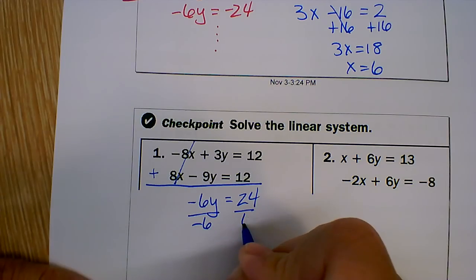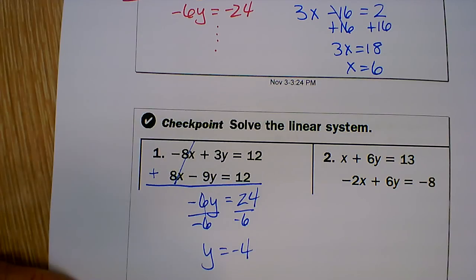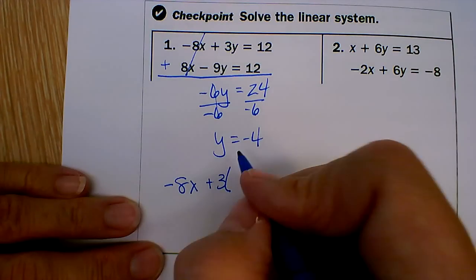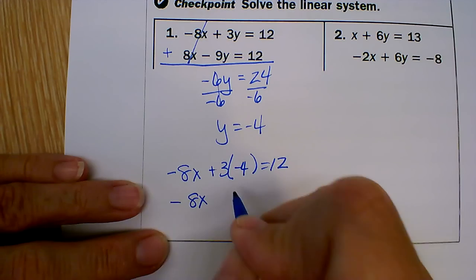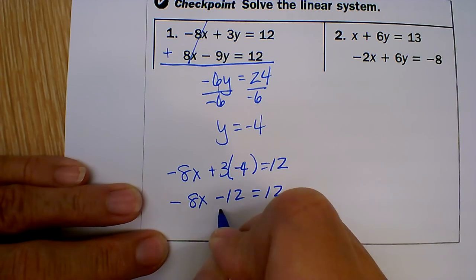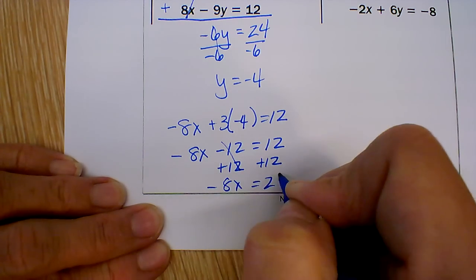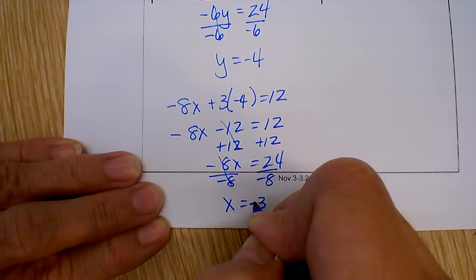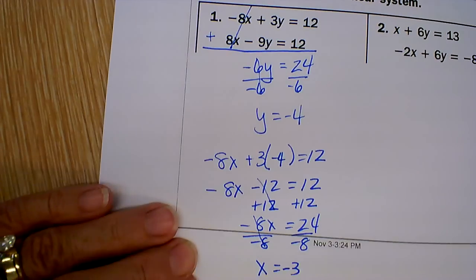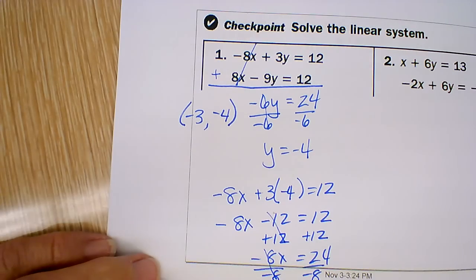Solve for y. Divide both sides by negative 6. Y equals negative 4. Again, I go back to one of my original equations. Negative 8x plus 3 times negative 4 equals 12. Negative 8x minus 12 is equal to 12. Add 12 to both sides. Negative 8x is equal to 24. Divide both sides by negative 8. X is equal to negative 3. So the ordered pair that is the solution here is x is negative 3 and y is negative 4.